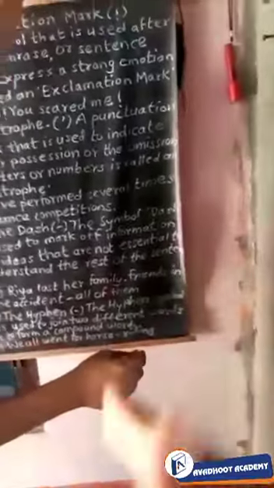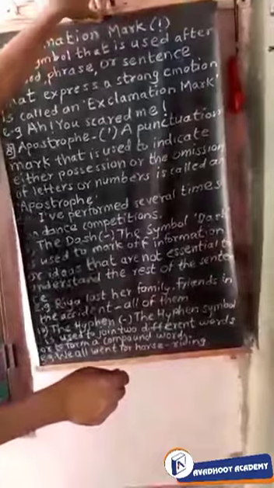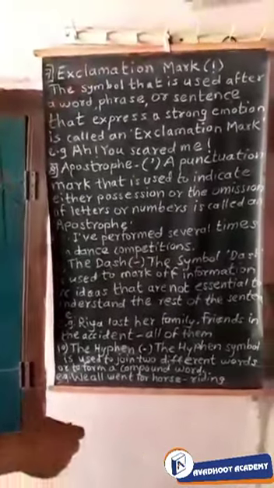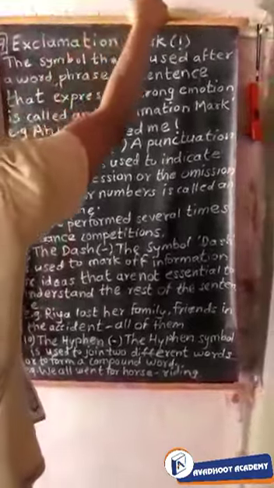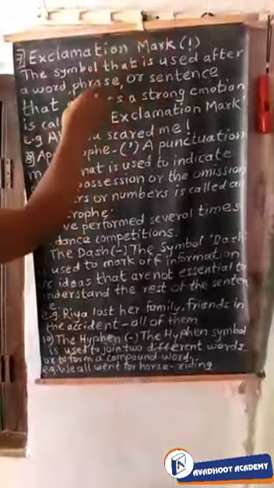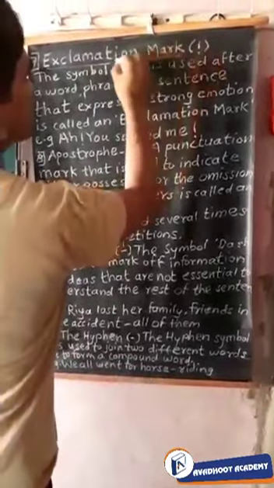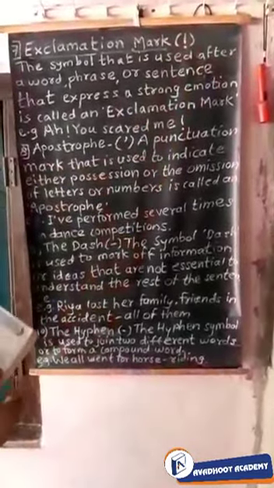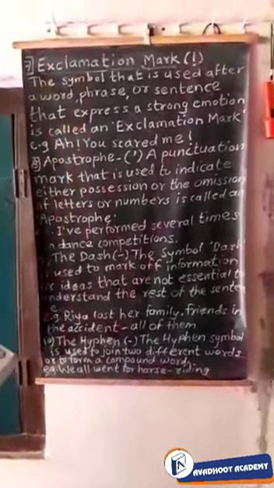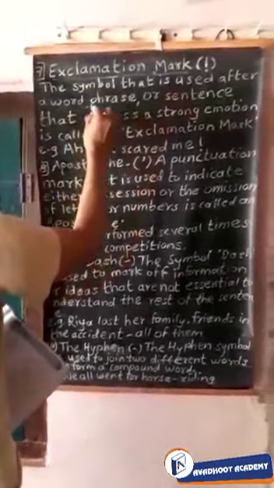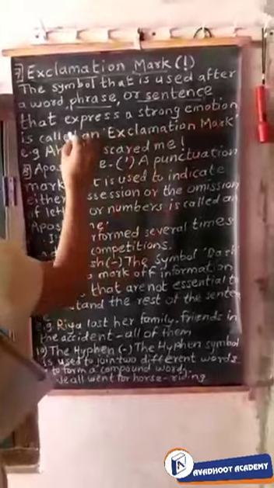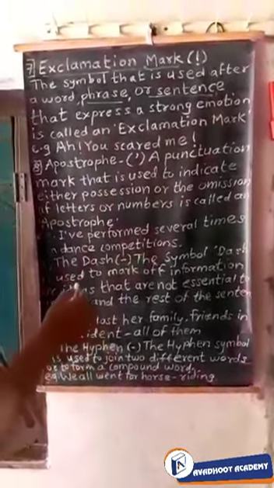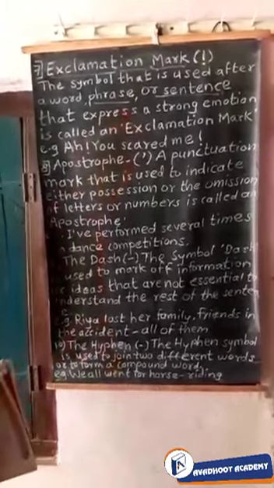Now, the exclamation mark. You know, exclamation marks are also very important in exclamatory sentences. So the sign of the exclamation mark is a standing line, and at the bottom there is a point. The symbol that is used after a word or a phrase or a sentence that expresses a strong emotion is called an exclamation mark. Means there is a strong emotion.